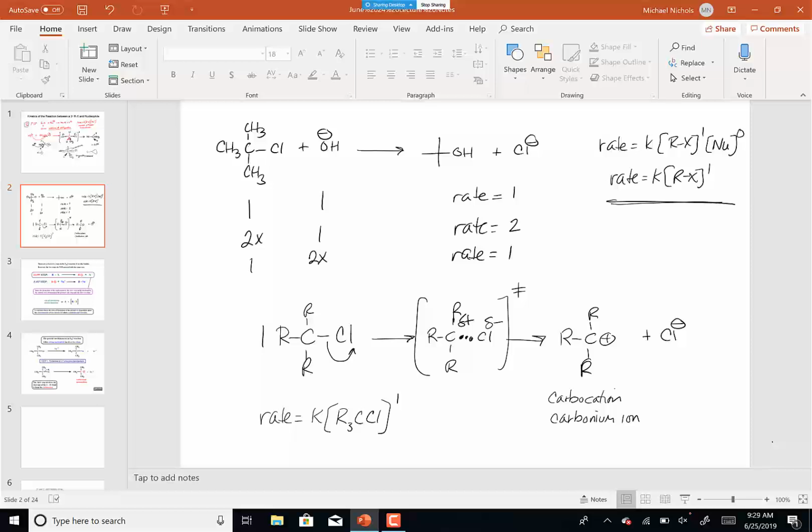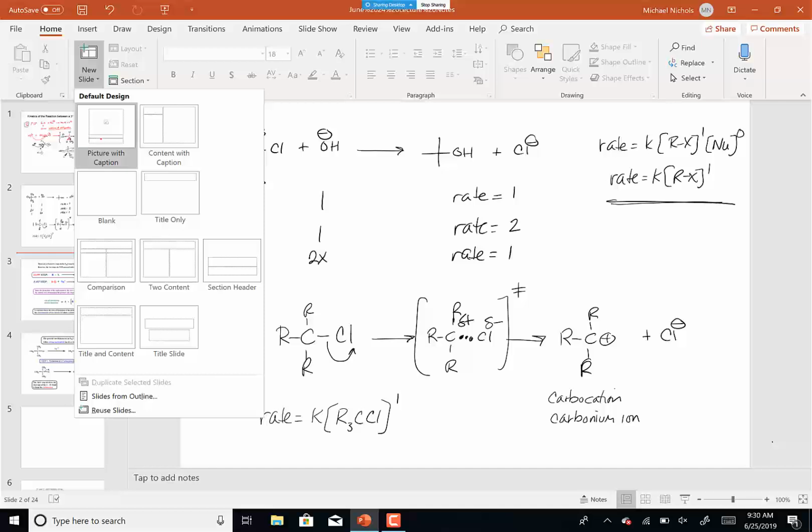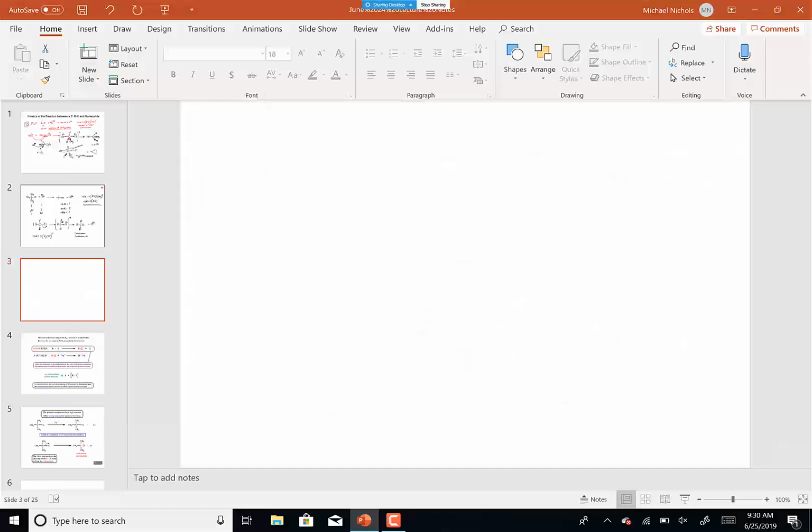Which there was probably a lot of trial and error that went into this. And the trial and error would have ended if that mechanistic step did not have a rate equation equal to the overall equation. So that's step 1. We okay with that? So then what happens in step 2?